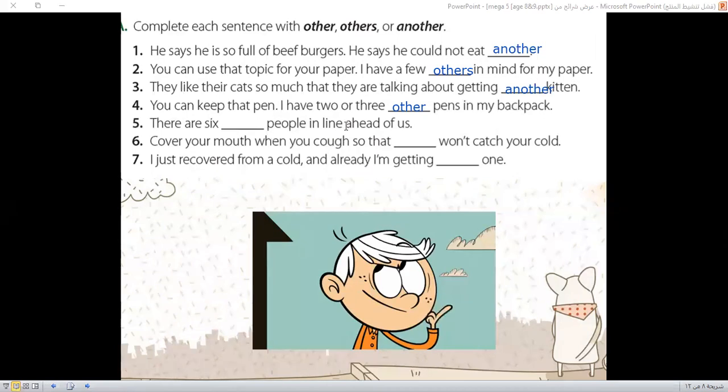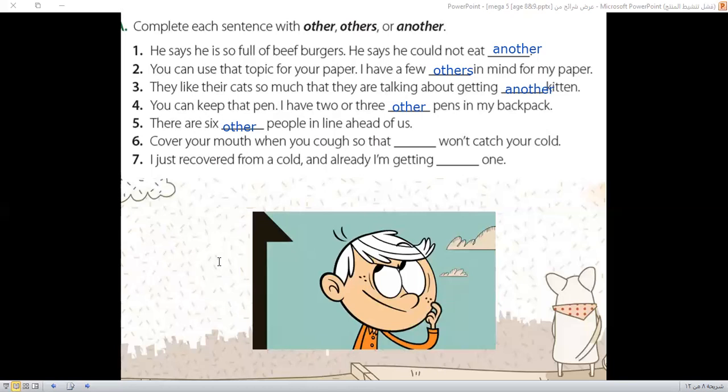There are 6 other people in line ahead of us. 6 what, Sarah? People. People is singular or plural, Sarah? Plural. Yes, so you're going to use what? Other. Yes, other people. There are 6 other people. Very good. Excellent.